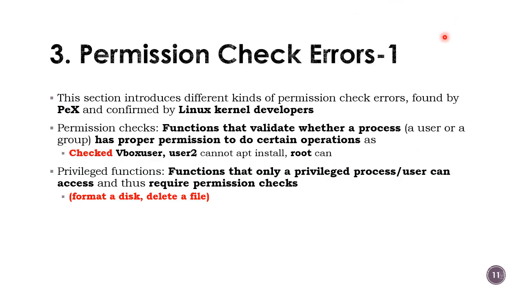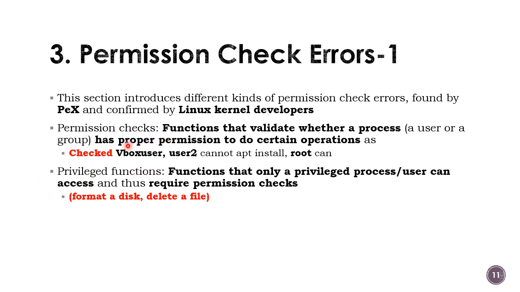So now that we know all three access control methods in the Linux kernel, we will focus on another issue called permission check errors. In this paper, it proposed PEGs, and some of the Linux kernel developers noticed them manually. But before actually seeing what the errors are, we need to first understand two concepts. The first one is permission checks, and another one is privilege functions.